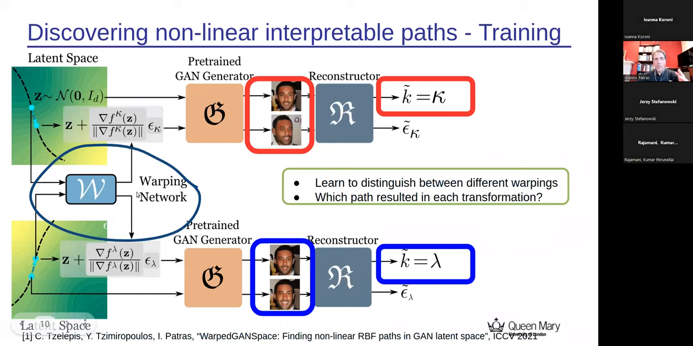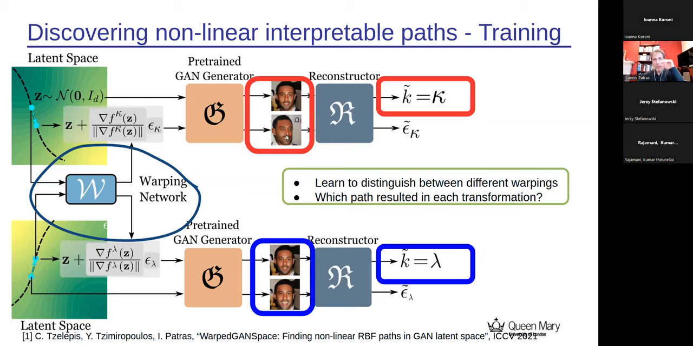How do we train this warping network so that it generates these different paths? The answer is that we use another network that is called the reconstructor here, and it takes as input pairs of images. A pair of images is generated following along a certain path. The role of the reconstructor, when it gets as input a pair of images, is to recognize which warping function, which path, generated these images.